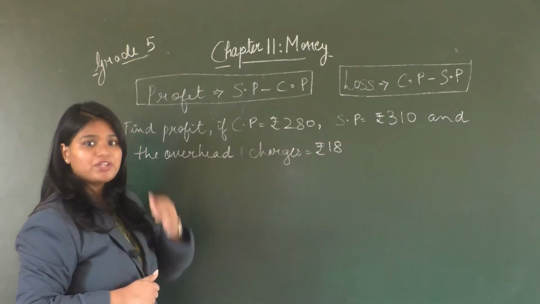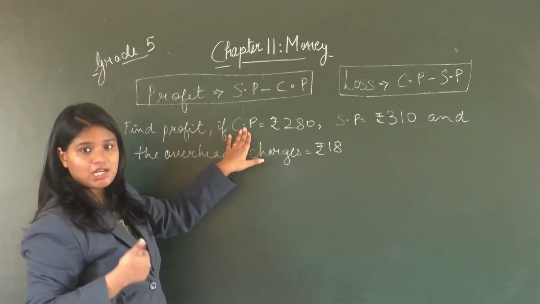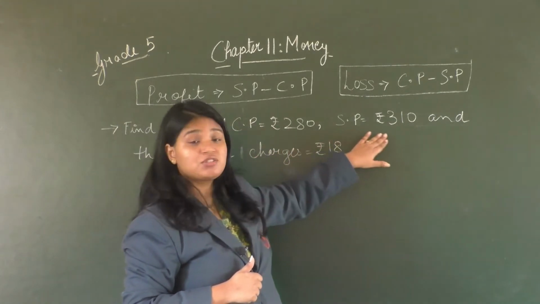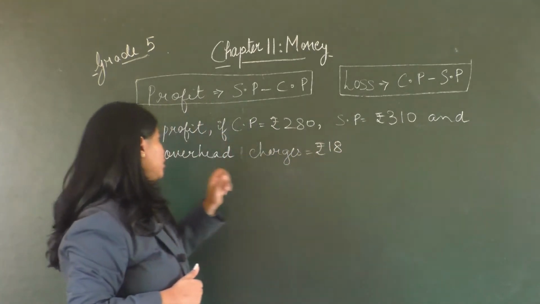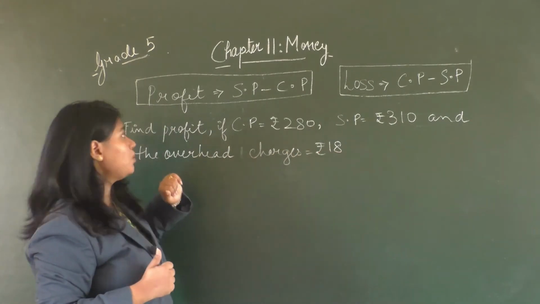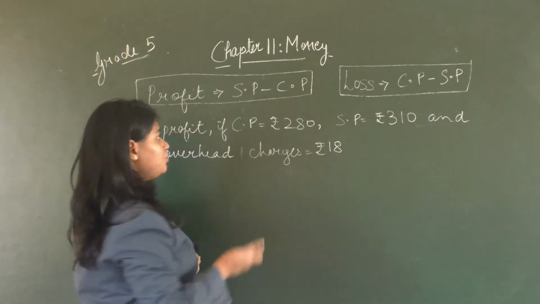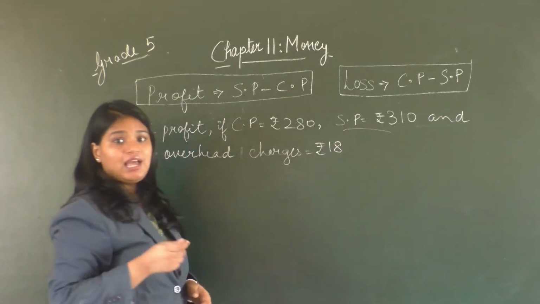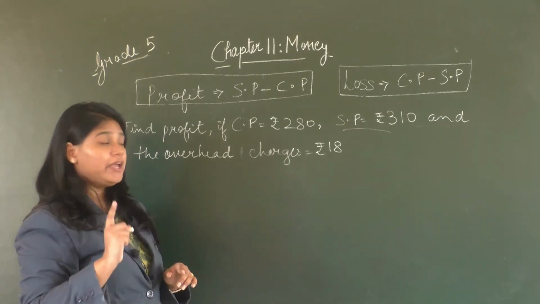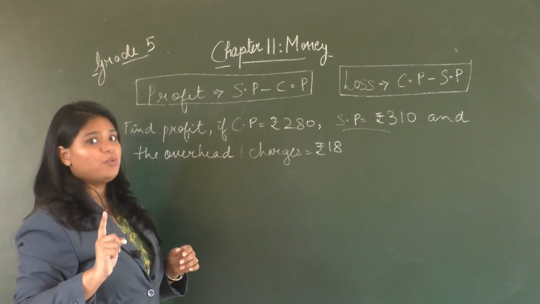So here we have a question which says find profit if CP, that is the cost price, is equal to rupees 280, selling price is rupees 310 and the overhead charges is equal to rupees 18. So we know that profit is equal to SP minus CP. So you have the value for SP and for CP you have to calculate the total CP. Why? Because here along with CP they have also mentioned the overhead charges.